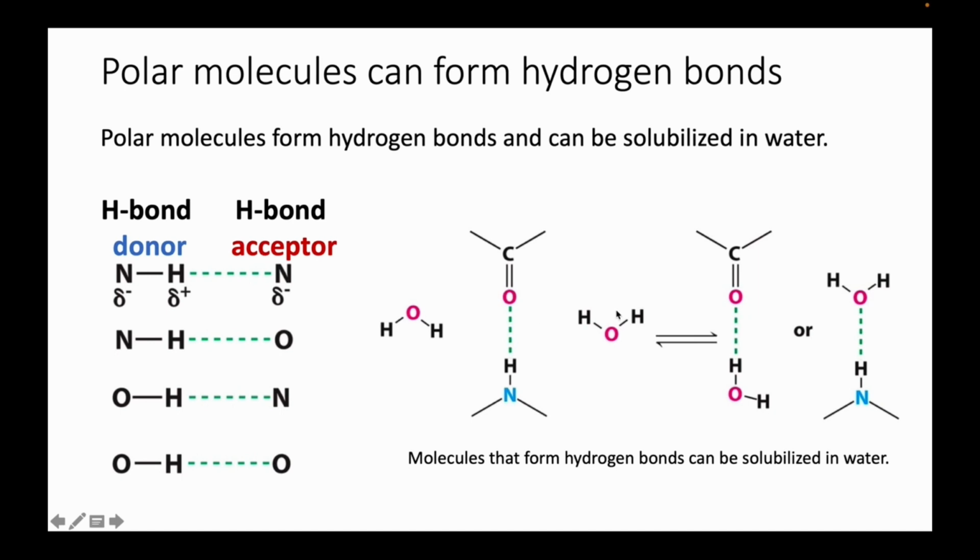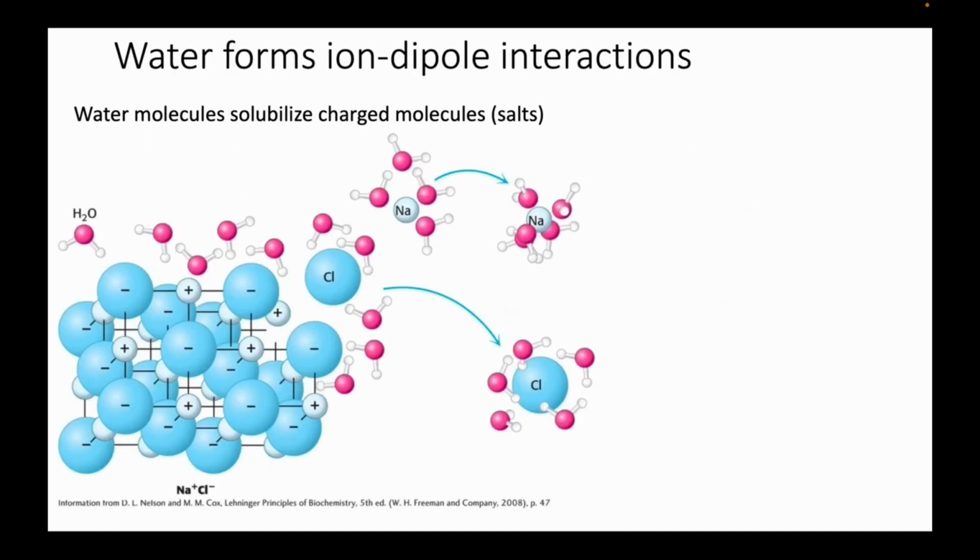Water can come in and compete for that hydrogen bonding interaction. So right now they're hydrogen bonding, but water can come in and make alternative hydrogen bonds. Here's a water molecule interacting with that oxygen. Here's another water molecule interacting with that hydrogen. So molecules that form hydrogen bonds can be solubilized in water, and that's going to get us to our big key concept of solubility and favorable interactions in a hydrophilic environment. This is what makes a molecule hydrophilic, its ability to hydrogen bond with water.